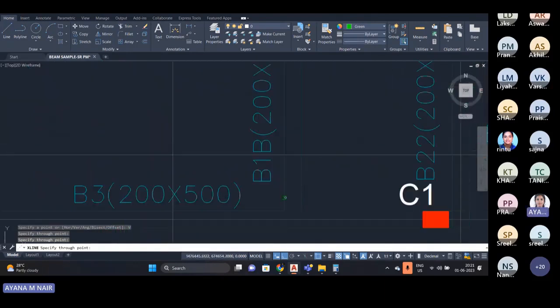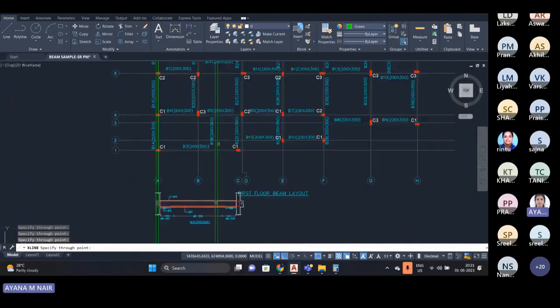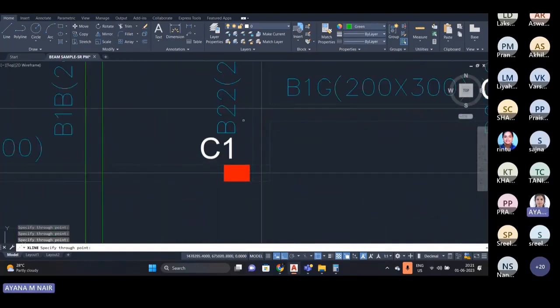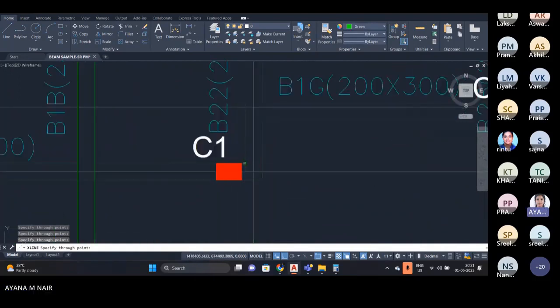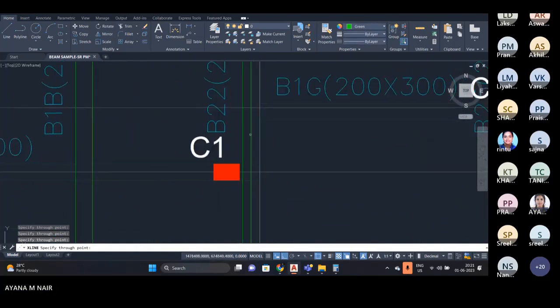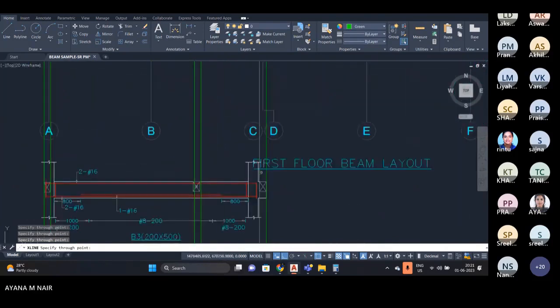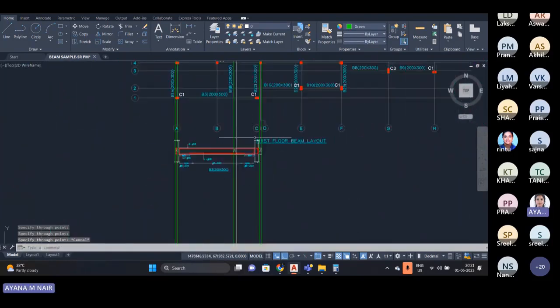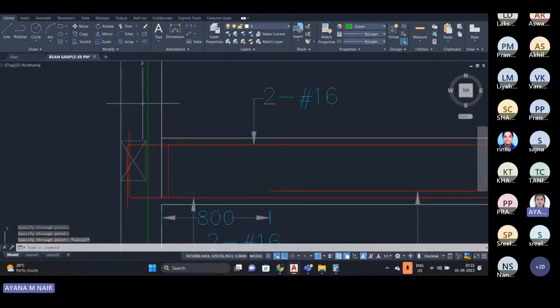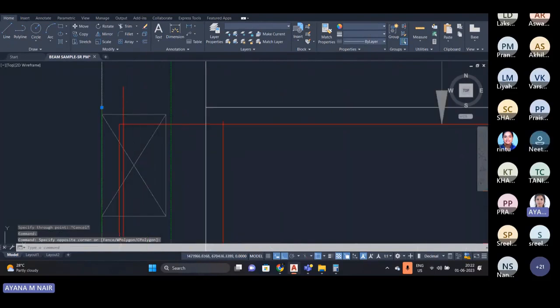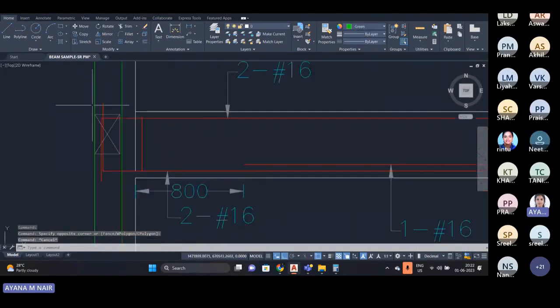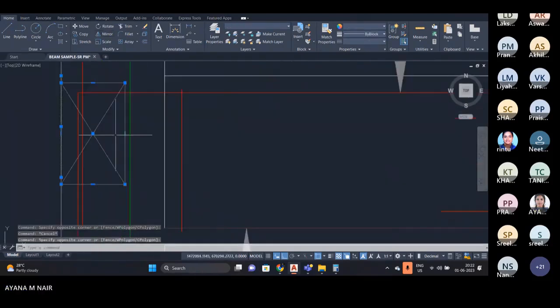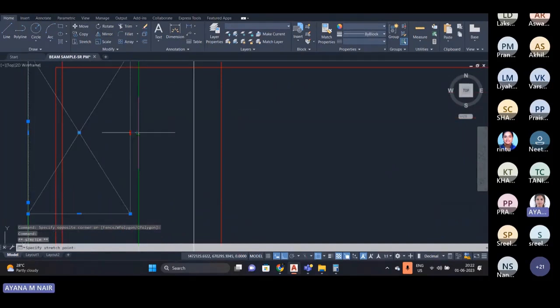Here is B1B. So this X line you have to put here. And now the last beam is B22. So this beam will coincide here. So we have to first check for this. The beam X lines is here, but you can see this is the beam section. The beam section is not drawn. So we have to select this beam and move this accordingly.